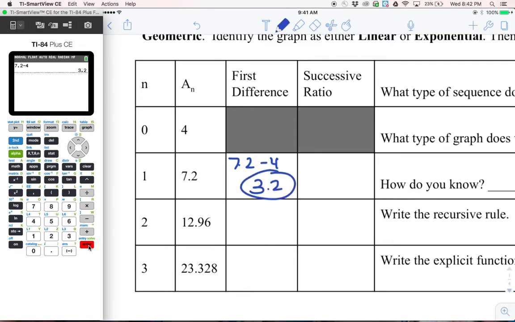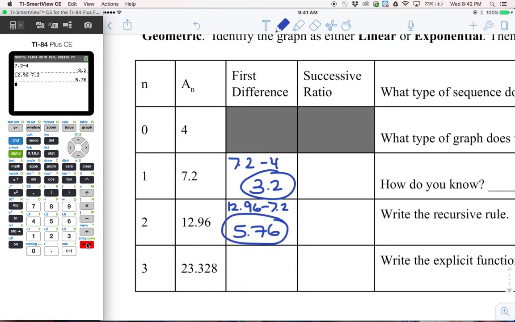Let's go ahead and look at the next one, right? We're going to do 12.96 minus 7.2, right? First differences mean that we're subtracting the previous data point from the data point that we are looking at. So 12.96 minus 7.2, this is going to give me 5.76.